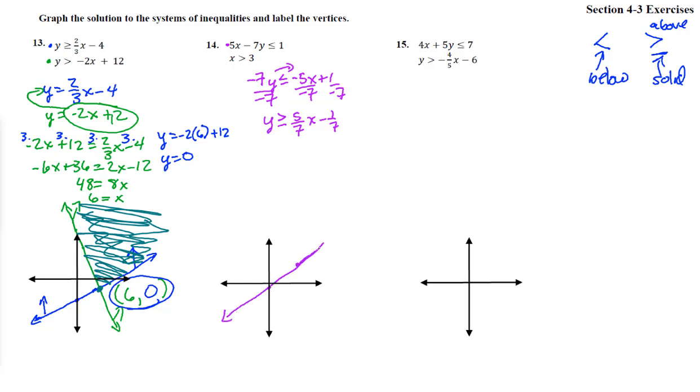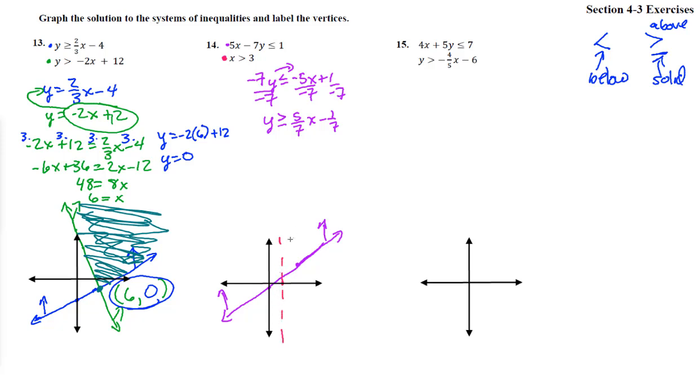Good. So there we go. And it says y is greater than. So we are up like this right now. Now let's get our second color out. And it says x is larger than 3. So we go over to where x is 3, and it's a vertical line. It says it's a dashed line. There we go, like that.